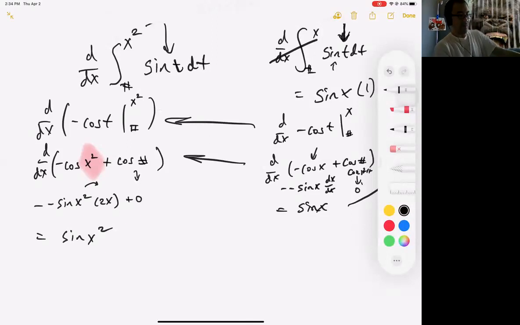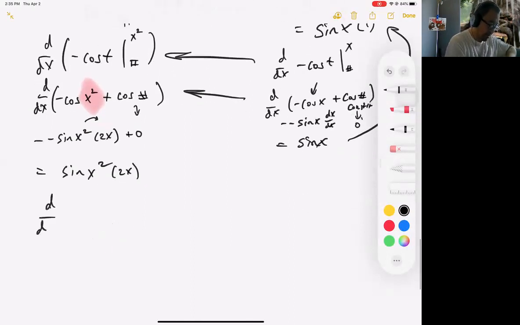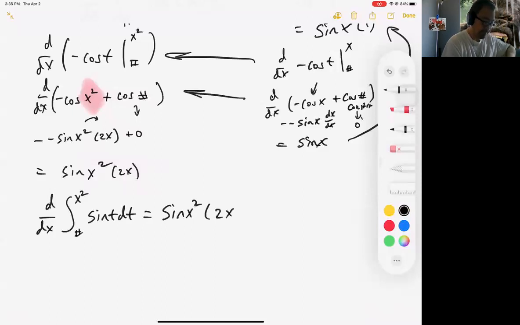Now let's go back and rewrite this. Oh, 2x. Go back and rewrite from start to finish. We started off with the derivative of the integral of some number to x squared of sine of t dt, and we ended up with the answer sine x squared times 2x.